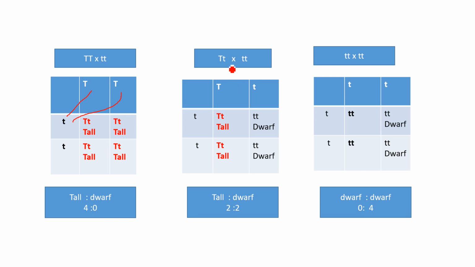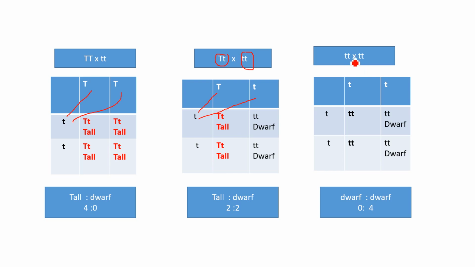Next, capital T small t crosses with small t small t. Capital T small t is the hybrid plant, and this is the recessive plant. In this cross, capital T small t is a tall plant and small t small t is the dwarf plant. Again a 1 is to 1 ratio, because the number of tall plants is similar to the number of dwarf plants.